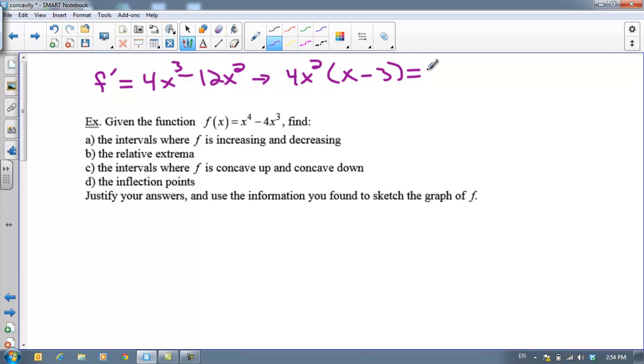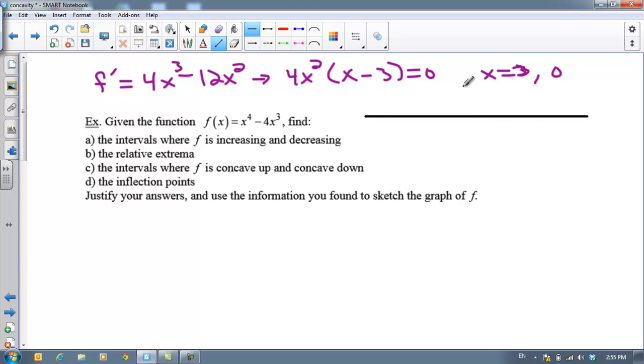And we want to set this equal to 0. That's going to happen when x equals 3 and when x equals 0 because of the 4x squared. These are critical points on the graph of f, so they are potentially a max and a min. So let's do our first derivative test. I'll draw my number line there and go back to my pretty purple pen. And I'm going to put 0, my critical point, on that number line, and also 3.